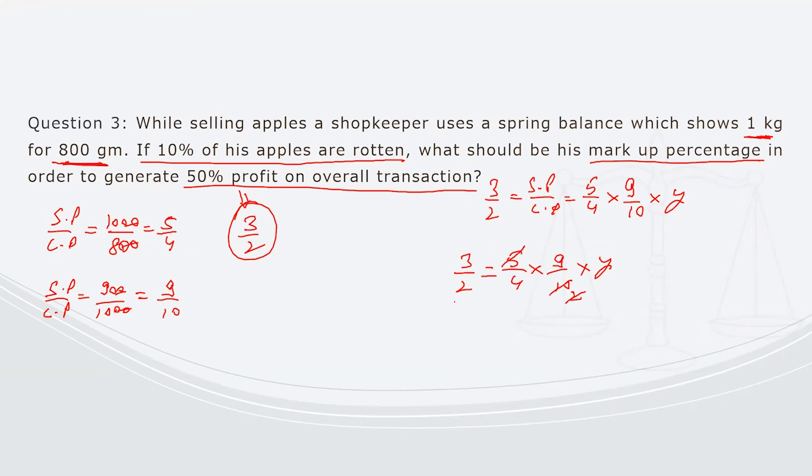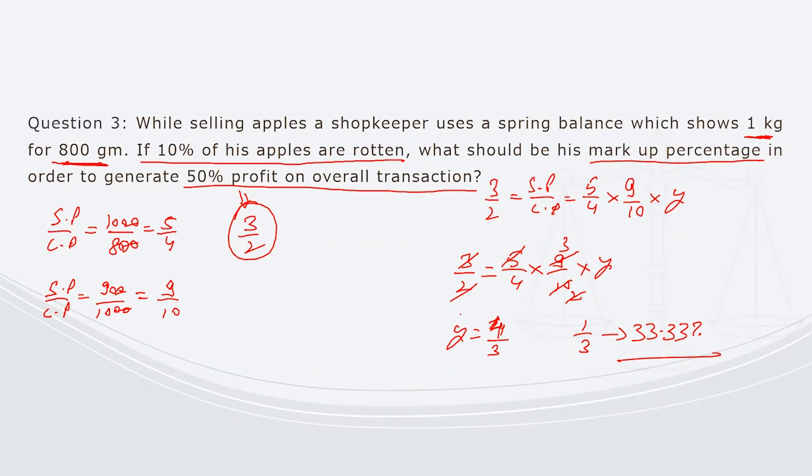So let's try and do this. 5 2s are 10, 2 will get cancelled out. 3 3s are 9. What is the value of Y? The value of Y will be 4 by 3, right? 4 by 3 implies what? That there will be a markup of 1 by 3, which corresponds to 33.33%, right? So his profit corresponding to this should be 4 by 3, right?